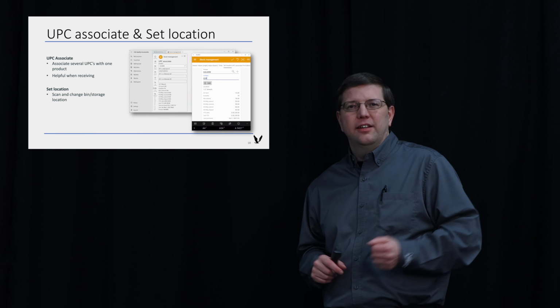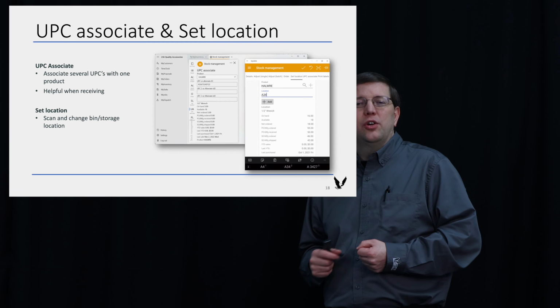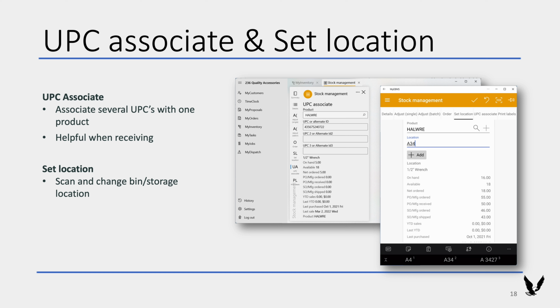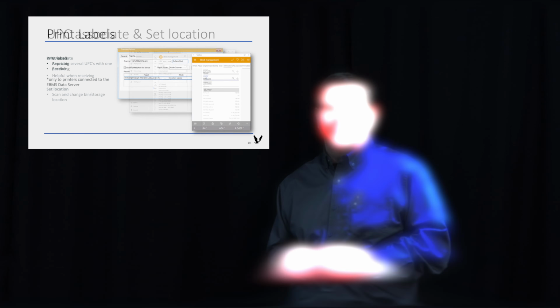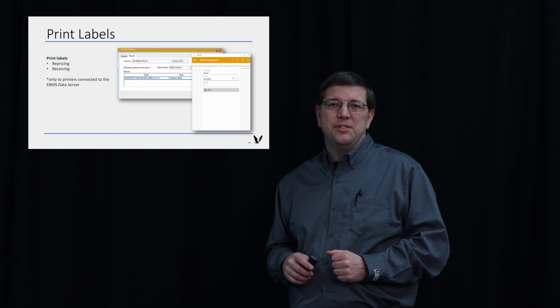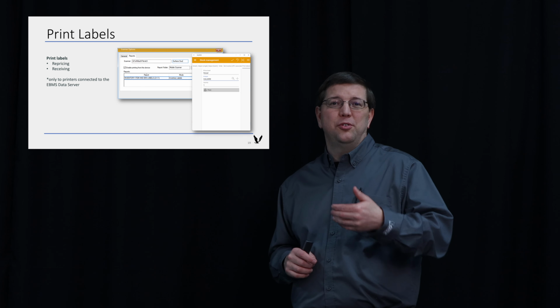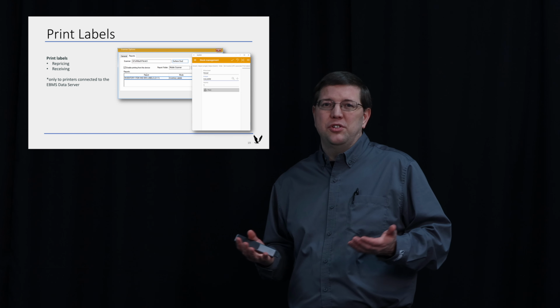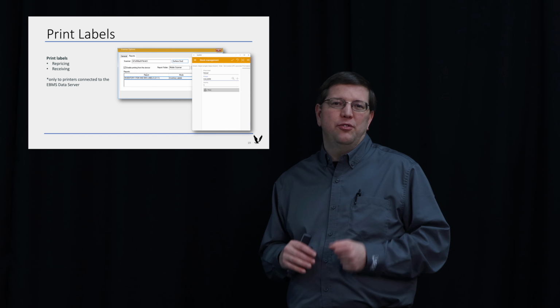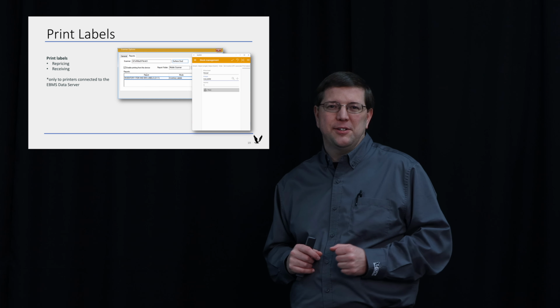UPC Associate is helpful for a receiving agent who's ensuring that all products and their UPCs are in EBMS. Set location allows a warehouse manager or a receiving agent to very quickly specify where a product is stored in the warehouse. With some configuration on your EBMS data server, you're also able to print labels from MyEBMS. And you may wish to do so from receiving or if you're repricing a bunch of products.